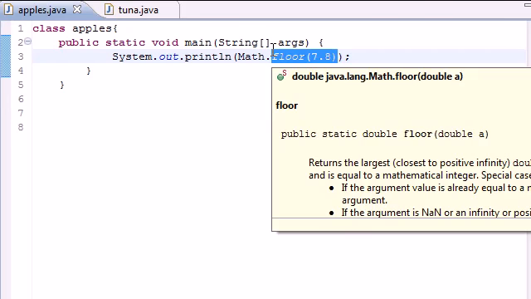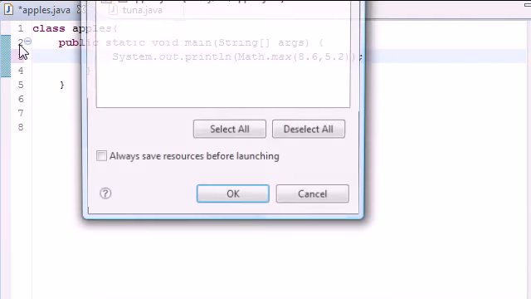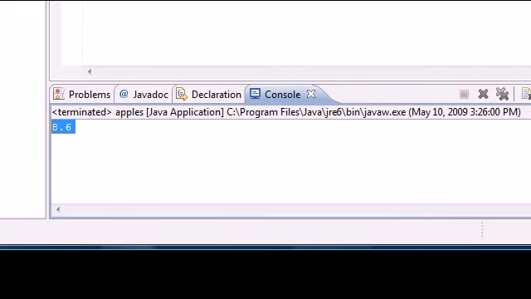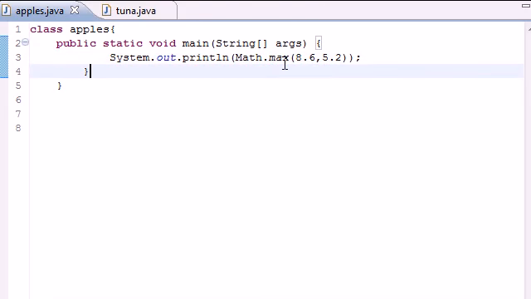Now that we learned absolute value, ceil, and floor, let me teach you about something else called max. In the last 3 we learned methods that take only one parameter, but max is the first one that takes multiple parameters in a single method. What max does is you give it 2 numbers and it gives you the maximum of those numbers. Say you have 2 parameters, 8.6, separated with a comma, and 5.2. Whenever you run this, it gives you 8.6 because that's the maximum of the 2 numbers.